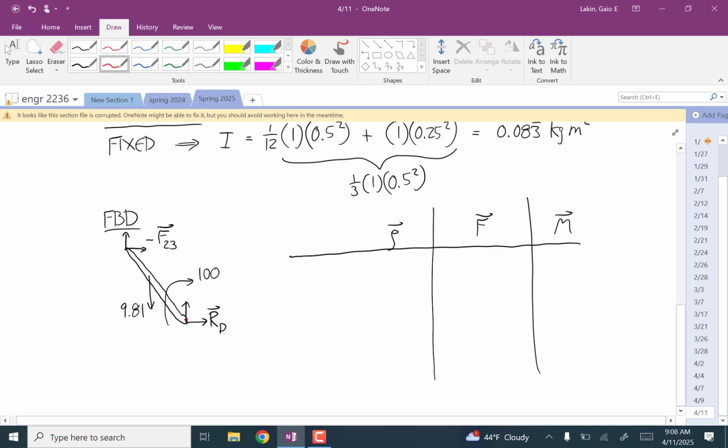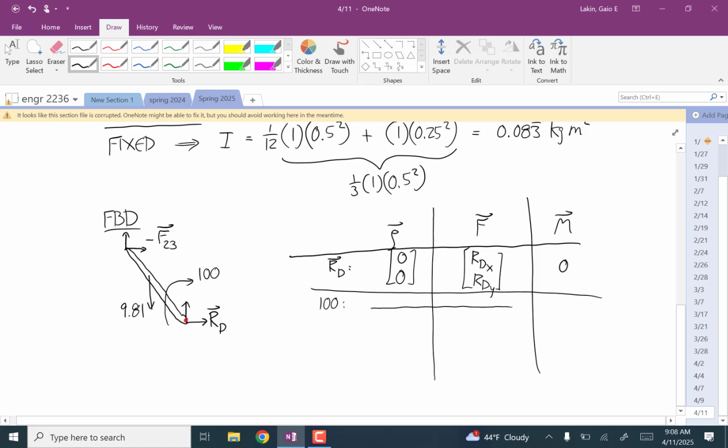Our about point is the fixed point. So I'll start with RD. Rho vector is 0. The force is RdX, Rdy. Cross product is 0. I guess I'll do the couple. So we don't care about this stuff. That is clockwise. So that's a couple of negative 100.